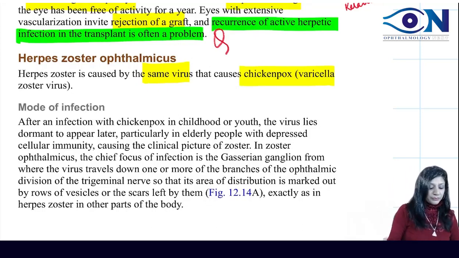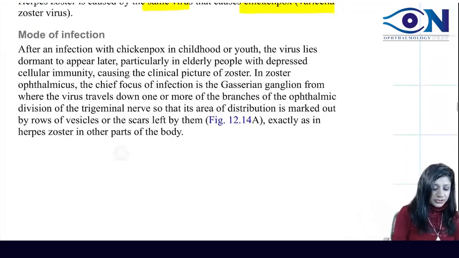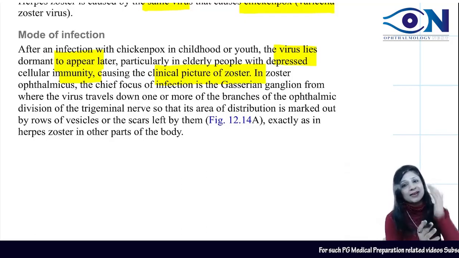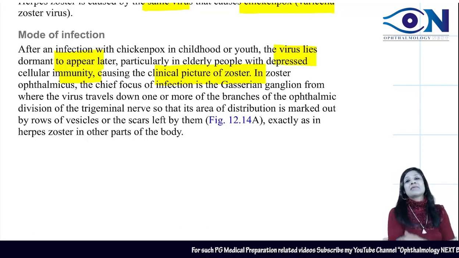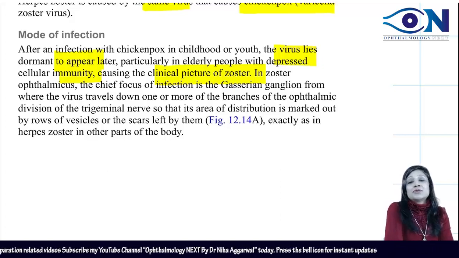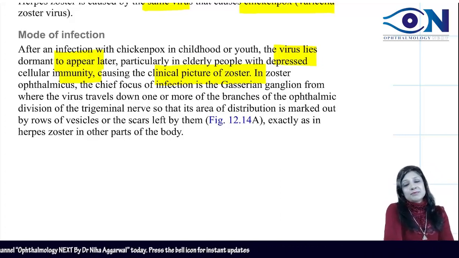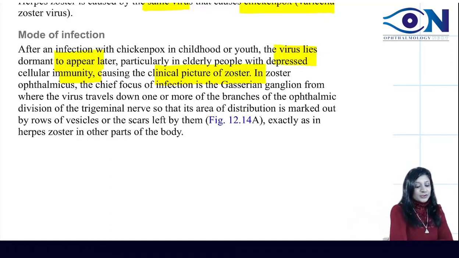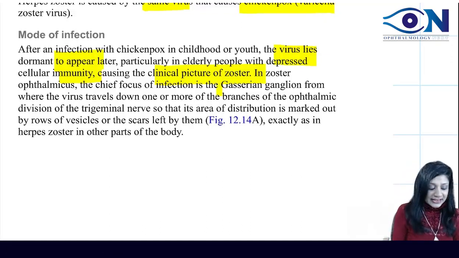Mode of infection: after an infection with chickenpox, the virus is actually lying dormant. So it lies dormant, and those people who have got a depressed immunity can develop the picture of herpes zoster. So you should not think yourself to be safe from herpes zoster ophthalmicus if you had suffered from chickenpox, and at times you have depressed immunity. In zoster ophthalmicus, the chief focus is the Gasserian ganglion.